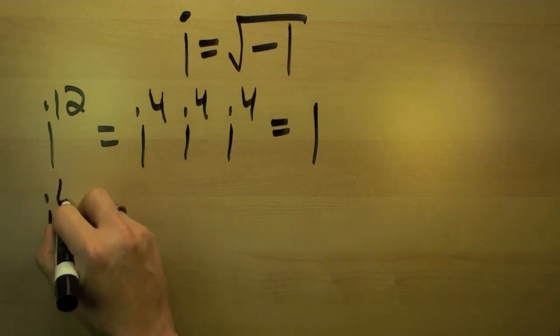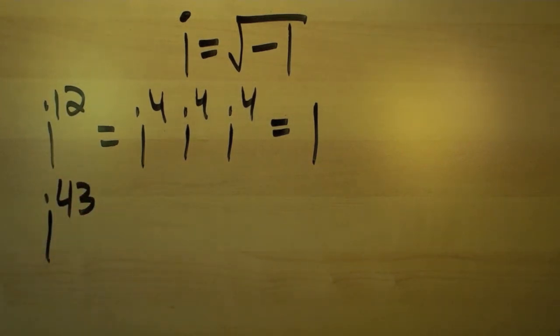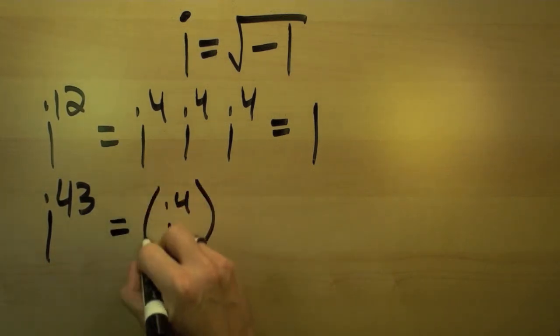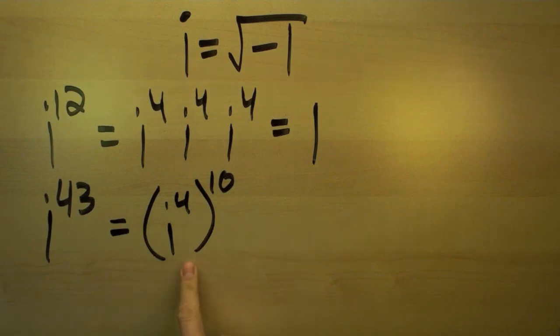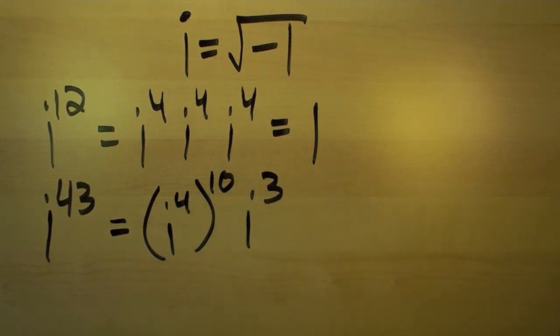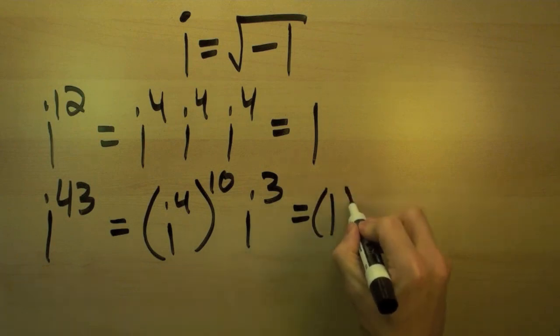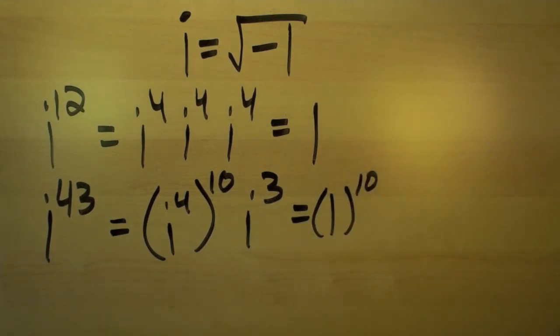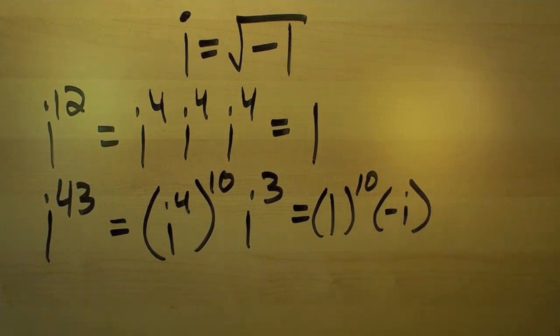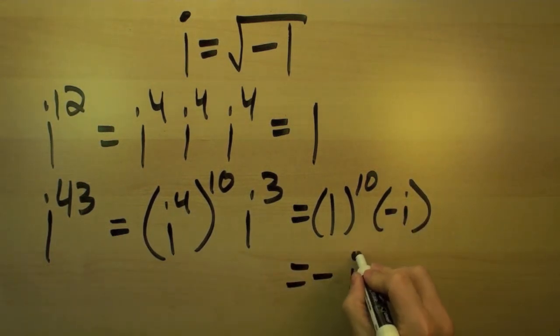What if we go even higher, i to the 43rd? Well, again, falling back on our properties of exponents, we could think of this as i to the 4th to the 10th. That would give us i to the 40th, leaving us with 3 more powers of i. Well, i to the 4th is just 1, so that's really just 1 to the 10th. And i cubed is -i, so the whole thing simplifies to -i.